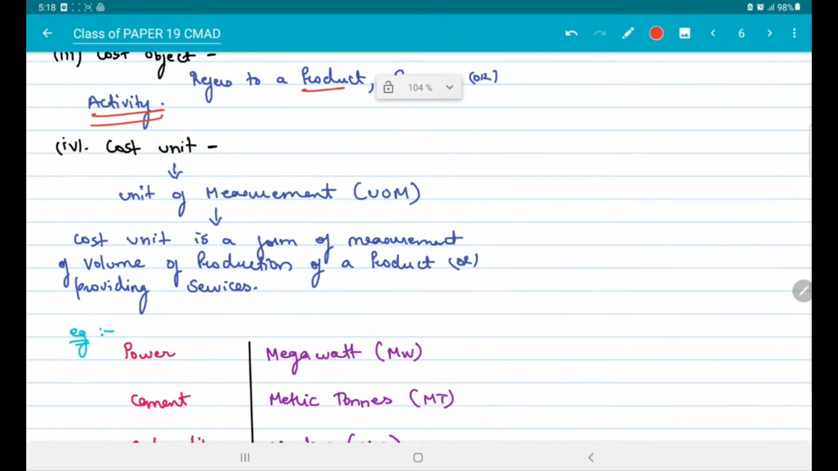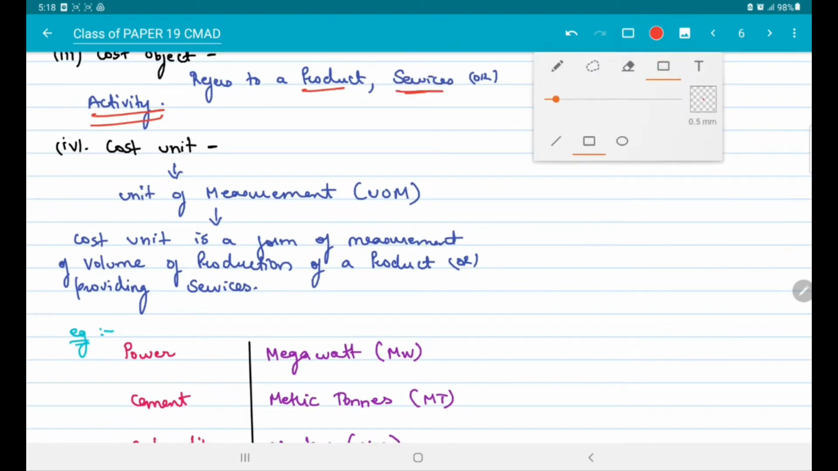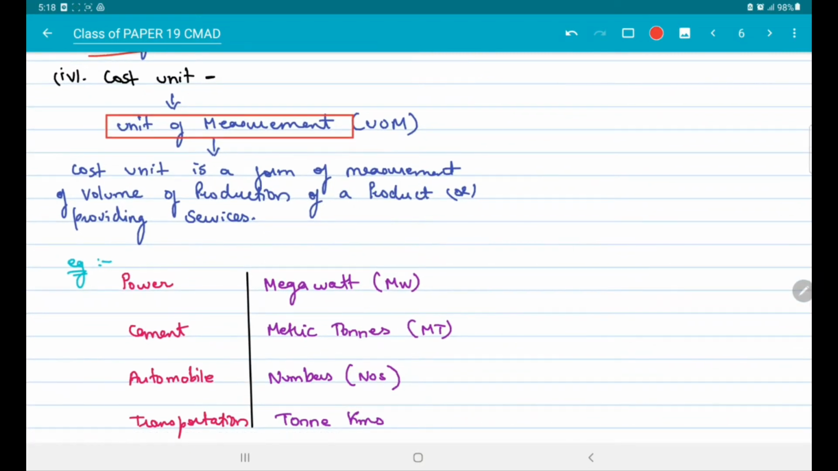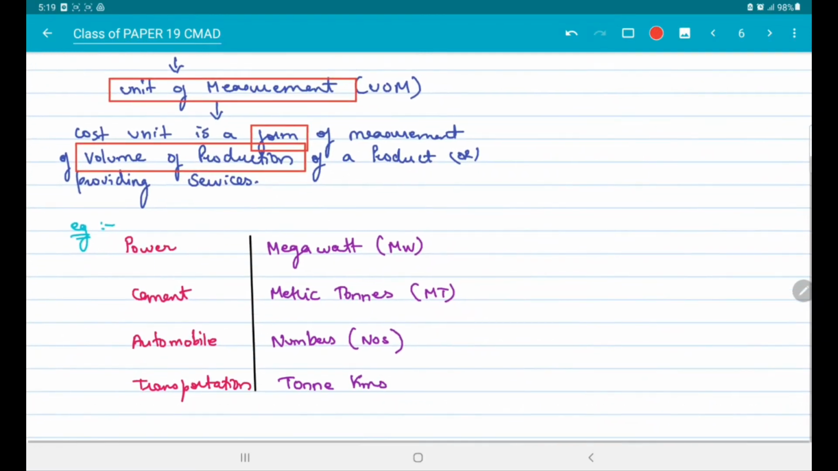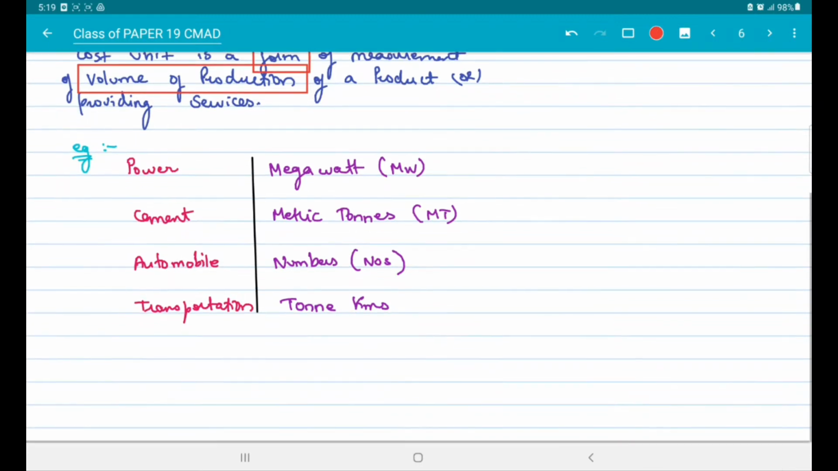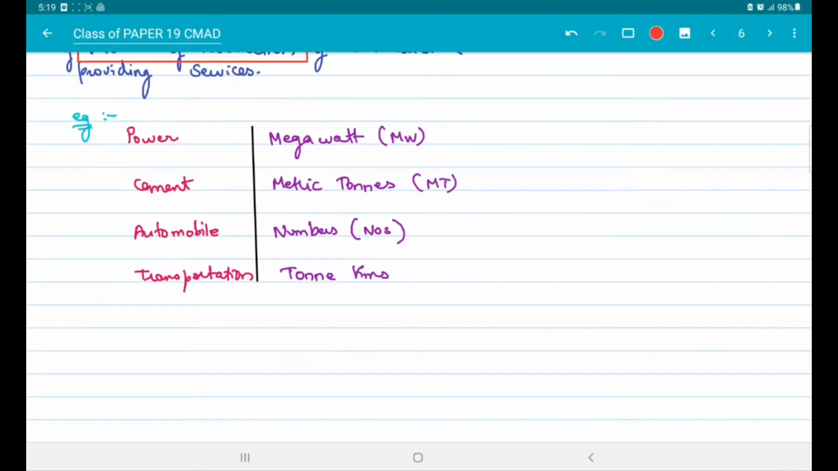Cost unit means unit of measurement, that is UOM. So a cost unit is a form of measurement of the volume of production of a product or of providing services. How will you measure? If there is any production or any service provider, there should be a form of measurement. Here there are examples also given in CAS-01, that is, if there is power in megawatt, it will be measured in megawatt.